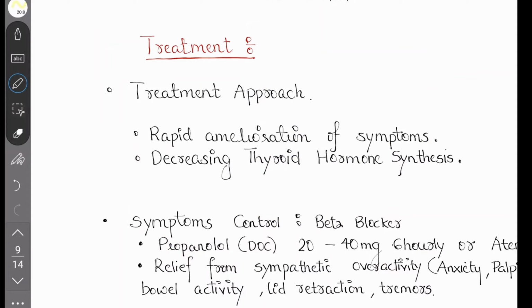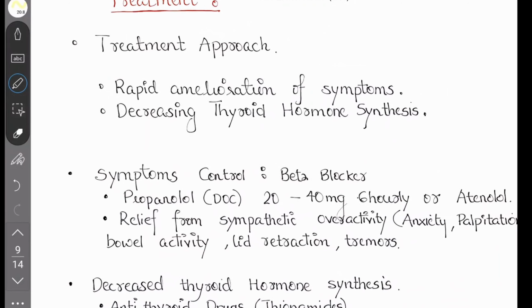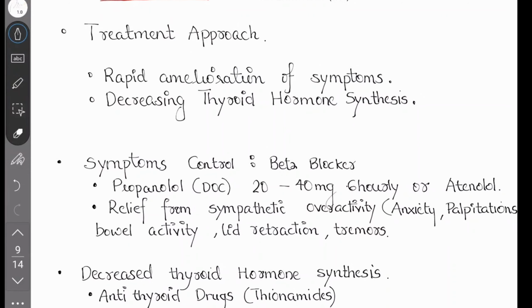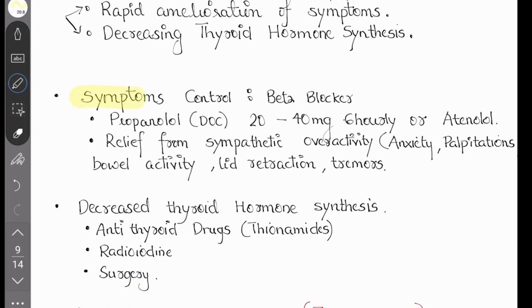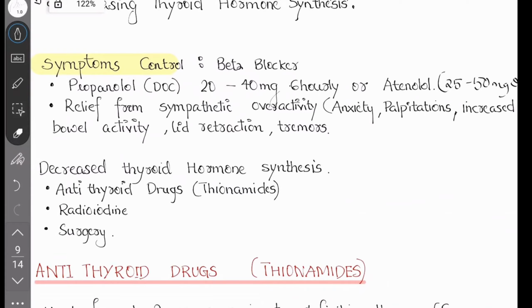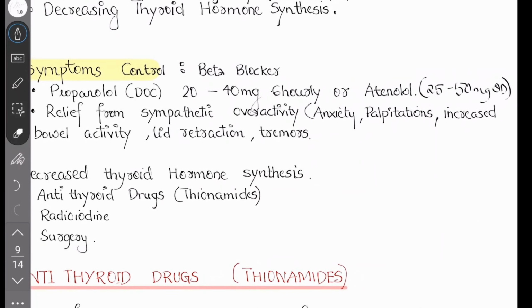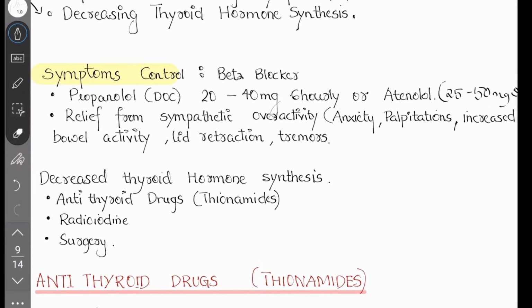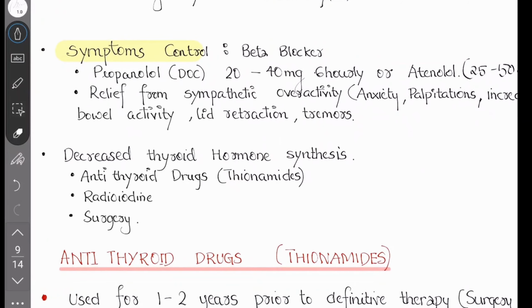Next comes the treatment. This is a definitive approach that we should study highly. The treatment approach, first our aim is rapid amelioration of the symptoms, decreasing the symptoms. Next is decreasing the thyroid hormone synthesis. For symptom control, we can use beta blockers like propranolol 20 to 40 milligrams 6 hourly, or alternately we use atenolol, 25 to 50 milligrams OD. So the relief from sympathetic overactivity like anxiety, palpitation, increased bowel activity, lid retraction, tremor, all those things can be helped with the beta blockers.